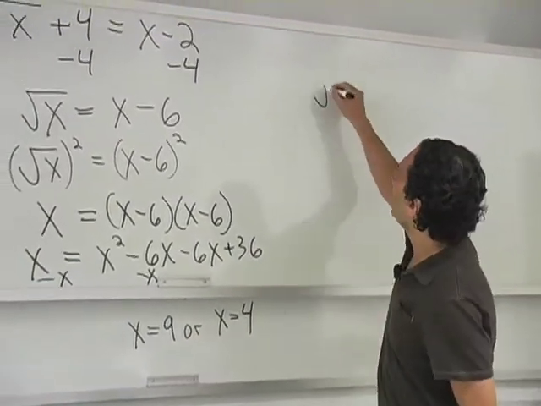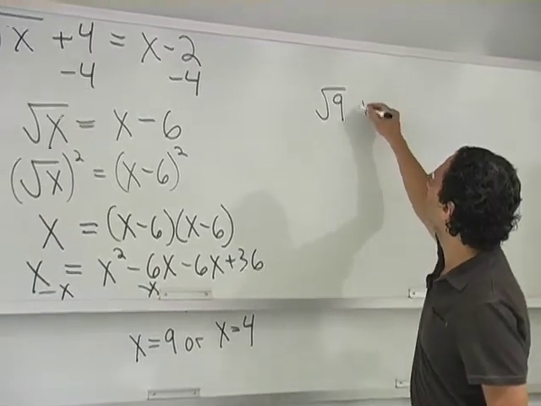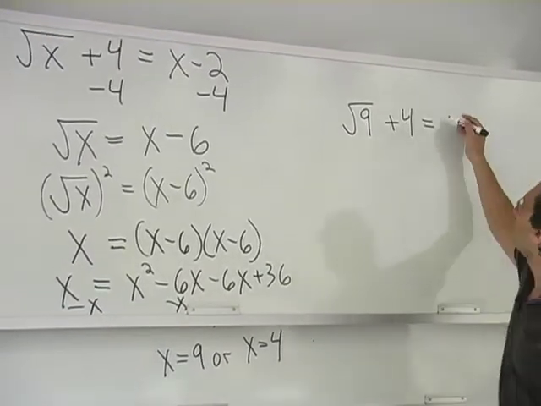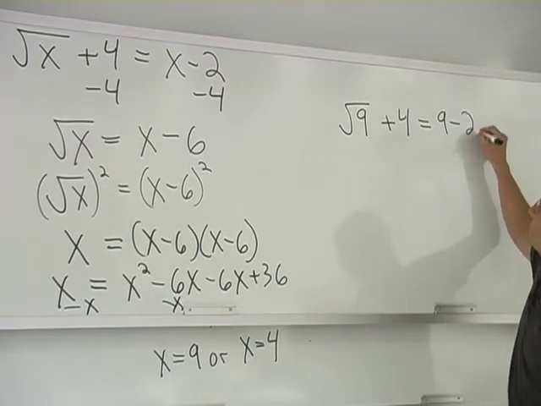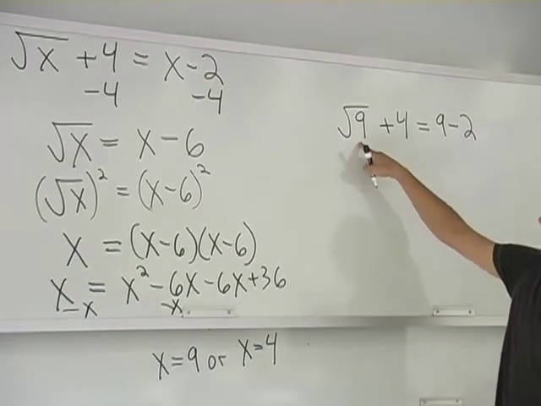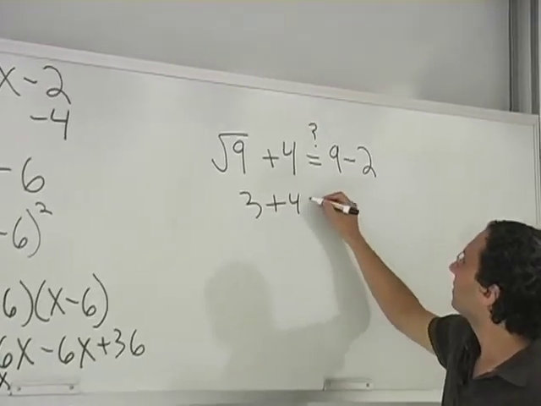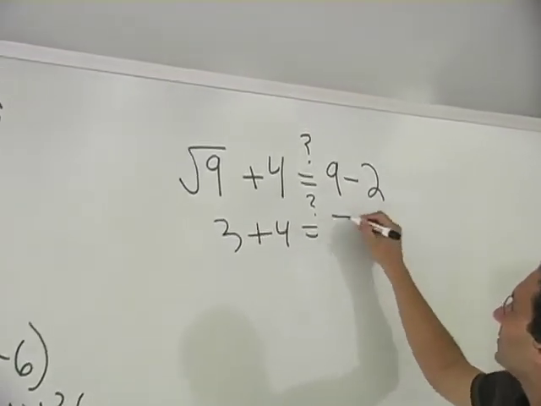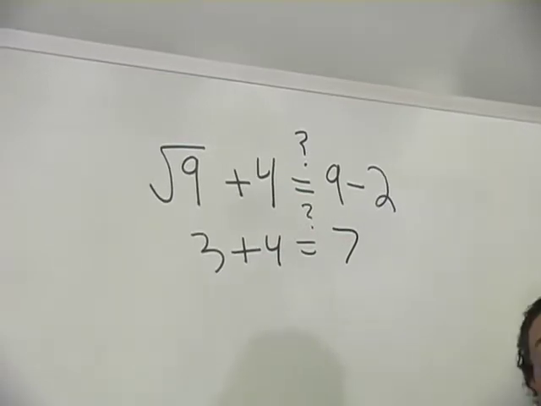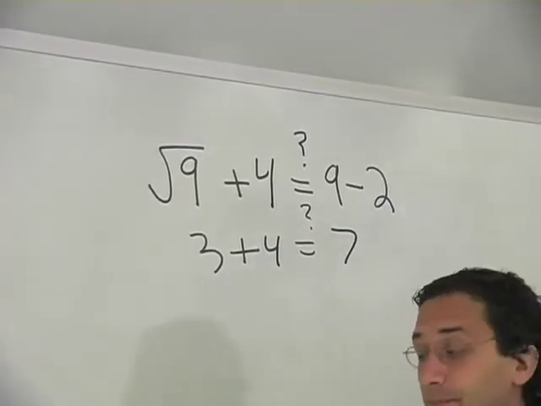So plugging the 9 in, we get the square root of 9 plus 4 equals 9 minus 2. Let's see, that's just a 3. Let me put a question mark here. Yeah, this is looking good. So it looks like the 9 is one of our solutions.